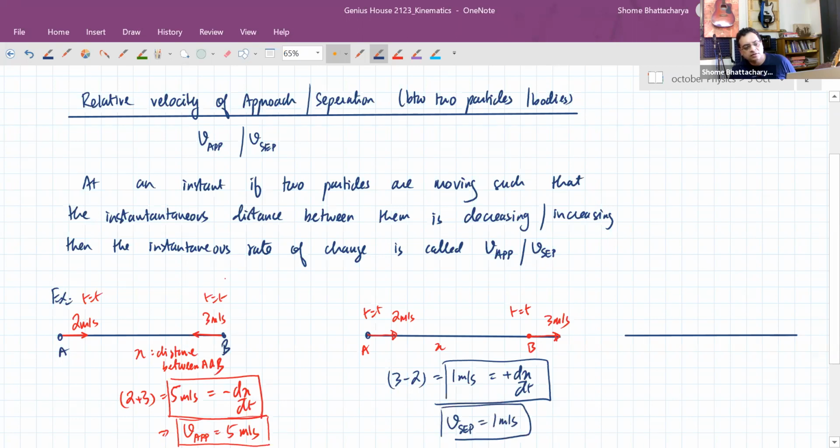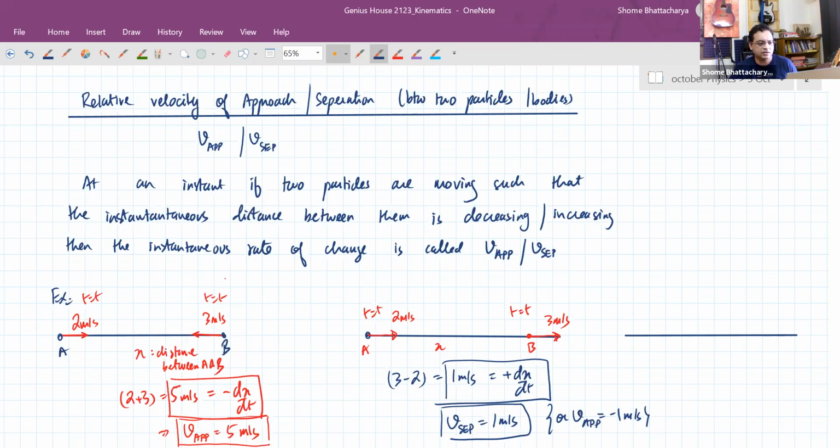Okay. And we can also express this like this, that they have an approach velocity of minus 1 meter per second. If two objects are separating from each other, that means x is increasing with time. So the rate at which x should decrease with time, minus dx by dt, is itself a negative quantity. So saying that separation is plus 1 is the same thing as saying that approach is minus 1, or saying that approach is plus 5 meters per second in the previous example is equivalent to saying that separation velocity is minus 5.